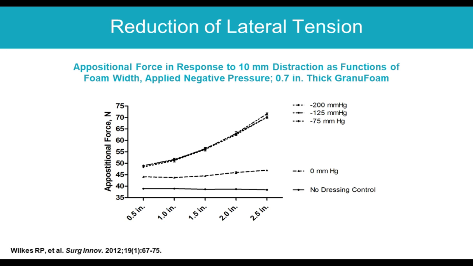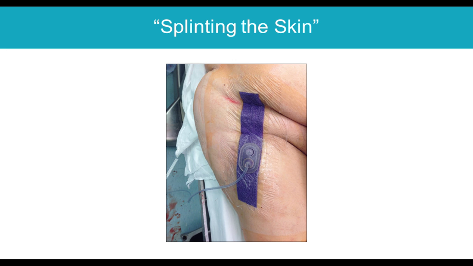In addition, this depends directly on how wide that foam is. So the wider the foam, the greater the reduction in lateral tension. And that's why some of these pre-made disposable negative pressure units have such a wide piece of foam to really help to counteract what you see here, which is that tension.